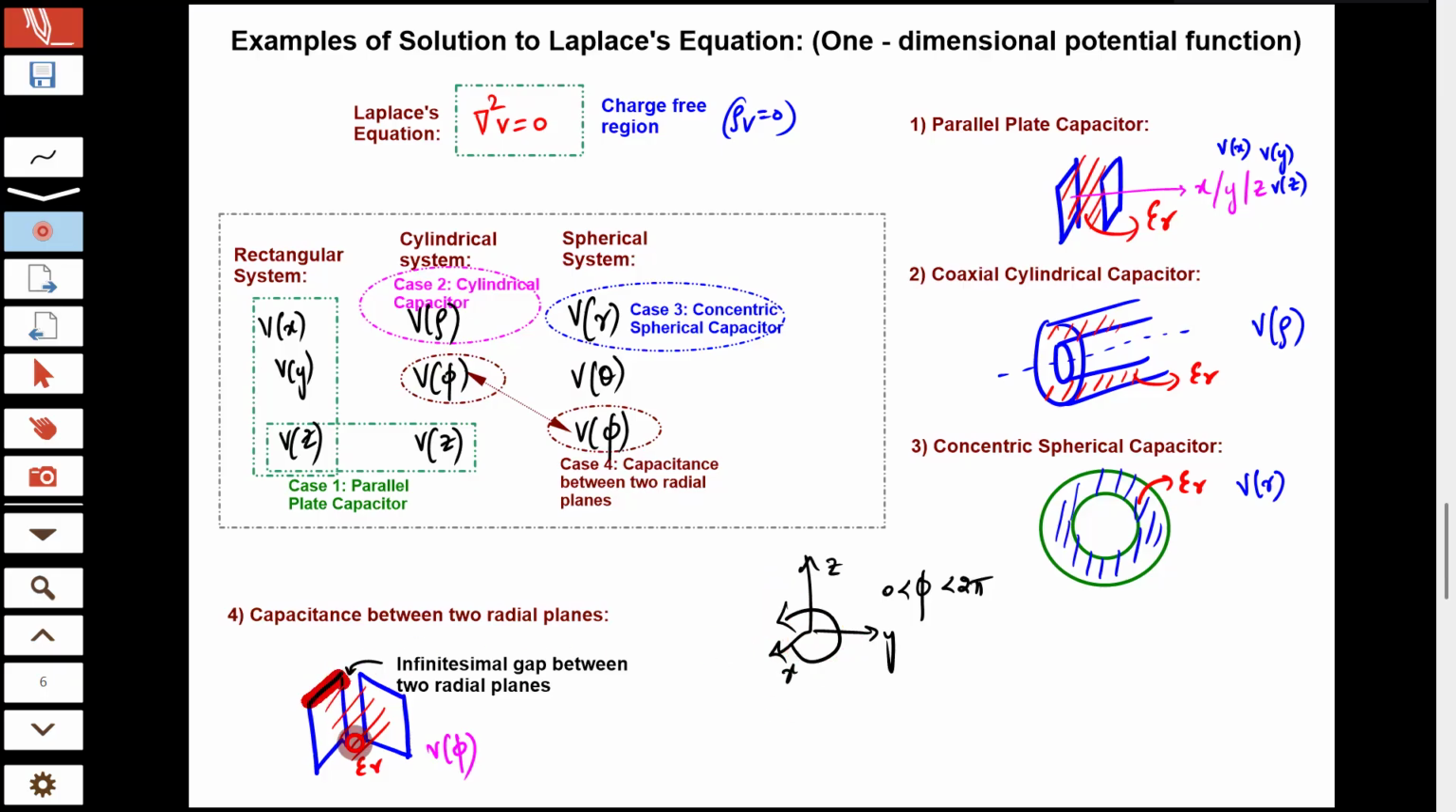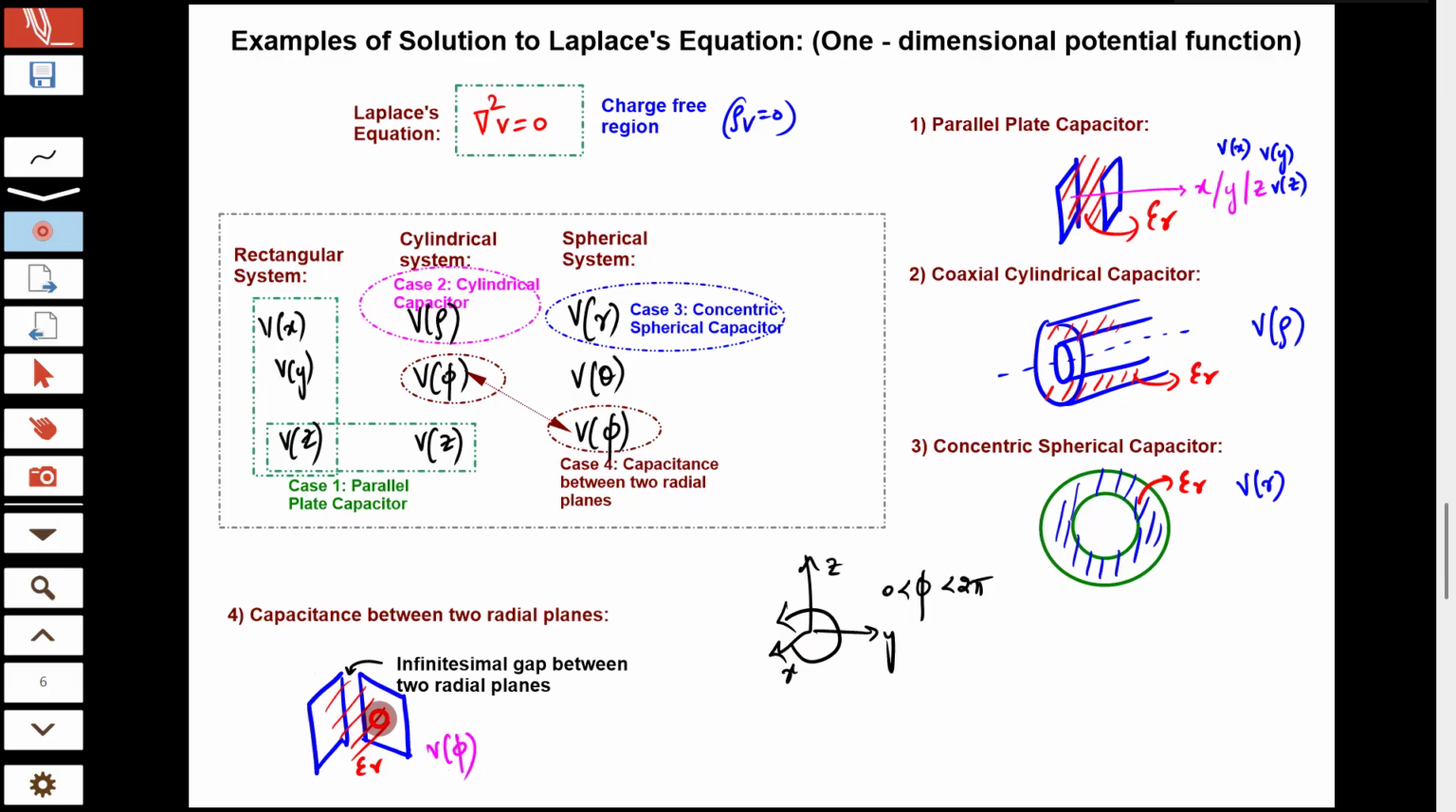If we consider two radial planes at two different angles, suppose this one is at a specific angle of phi as 0, and another one is at a specific angle of phi as 45 degrees. Now, between these two plates, a potential function exists, which is a function of angle phi. And one more important thing to note is these two plates should not touch each other.